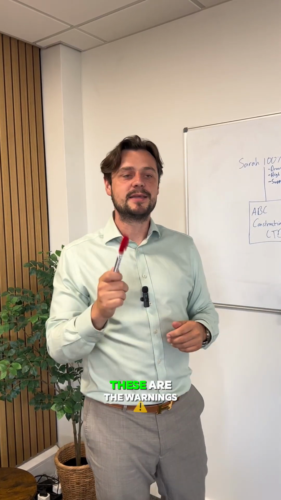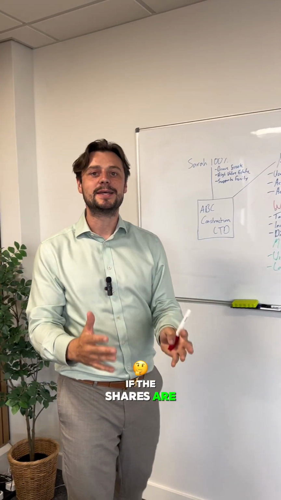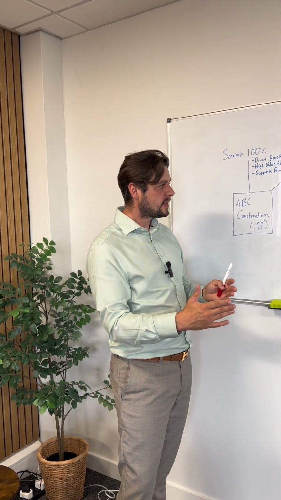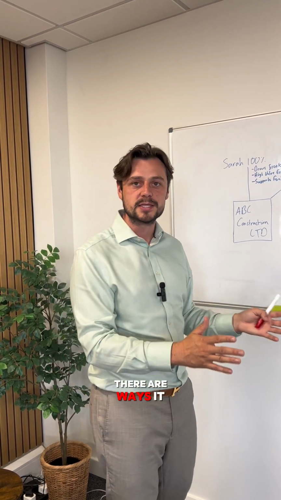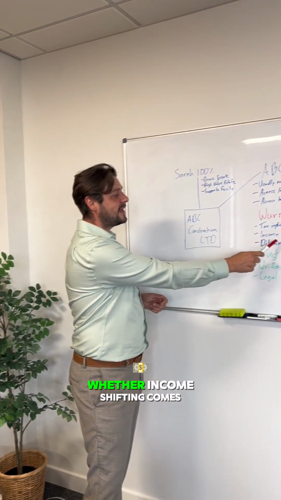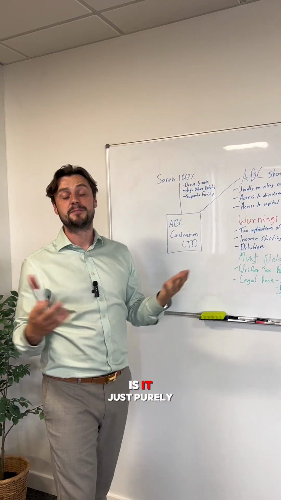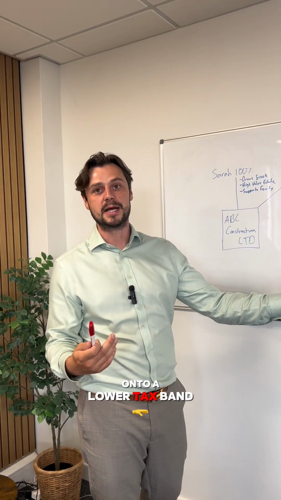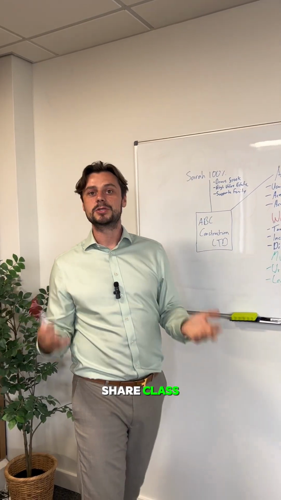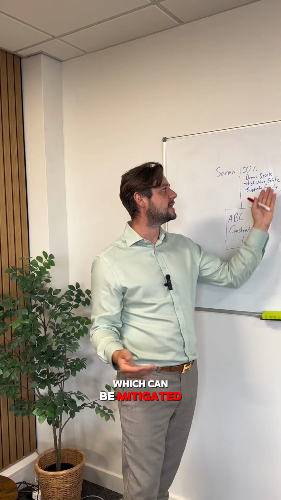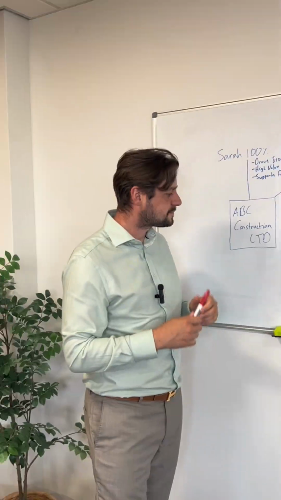When setting up alphabet shares, these are the warnings. First, tax implications of transfer of value. If the shares are deemed to have value at setup, then transferring them to family members can have tax implications. That's something to watch out for, but there are ways around it; it can be structured so that isn't the case. Then there's income shifting. HMRC may see a drop in income for Sarah and ask whether it's purely a facade for shifting income onto a lower tax band. That's one thing you have to be careful of. And dilution: Sarah being diluted on a share class could be another possible concern, which can be mitigated by setting up no voting control and other rights on the alphabet share classes.